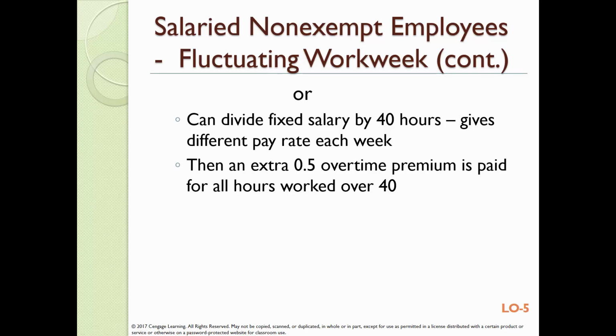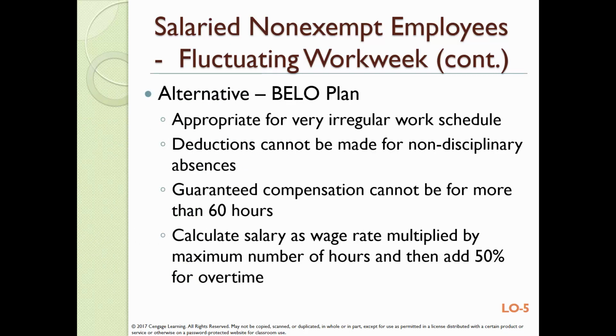So, alternatively, with a fluctuating work week, you can divide by 40 hours and you're going to get actually a different pay rate each week. Most employers are going to do the first way. And lastly, if you've got a very heavily fluctuating work week, you can do something called a BELO plan. I really don't see that, so I'm not going to spend too much time on it.